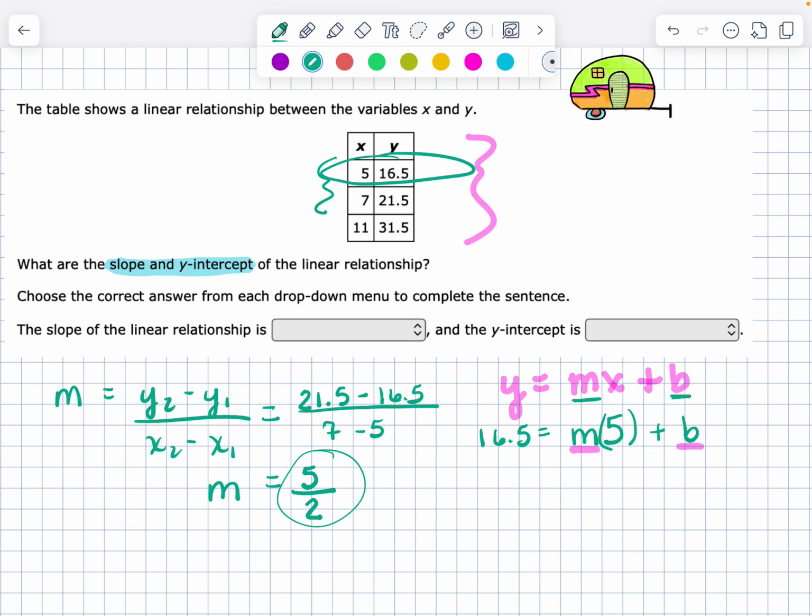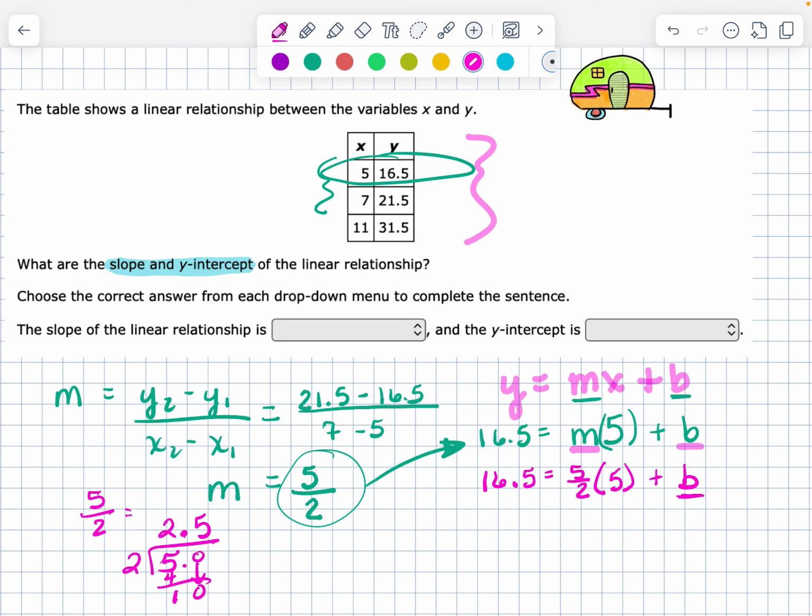So I can put this back into this equation right here. Okay, so I'm going to rewrite it. 16.5 is equal to 5 over 2 times 5 plus b. Now I only have one unknown, which is my y-intercept, so I can solve that now. Okay, I'm going to convert this 5 over 2 into a decimal because my 16.5 is in decimal form, and it'll be easier to work with. So 5 over 2 is equal to 5 divided by 2. And 2 goes into 5 2 times, and I've got 1 left over. So I'm going to bring down a 0. 2 goes into 10 5 times.